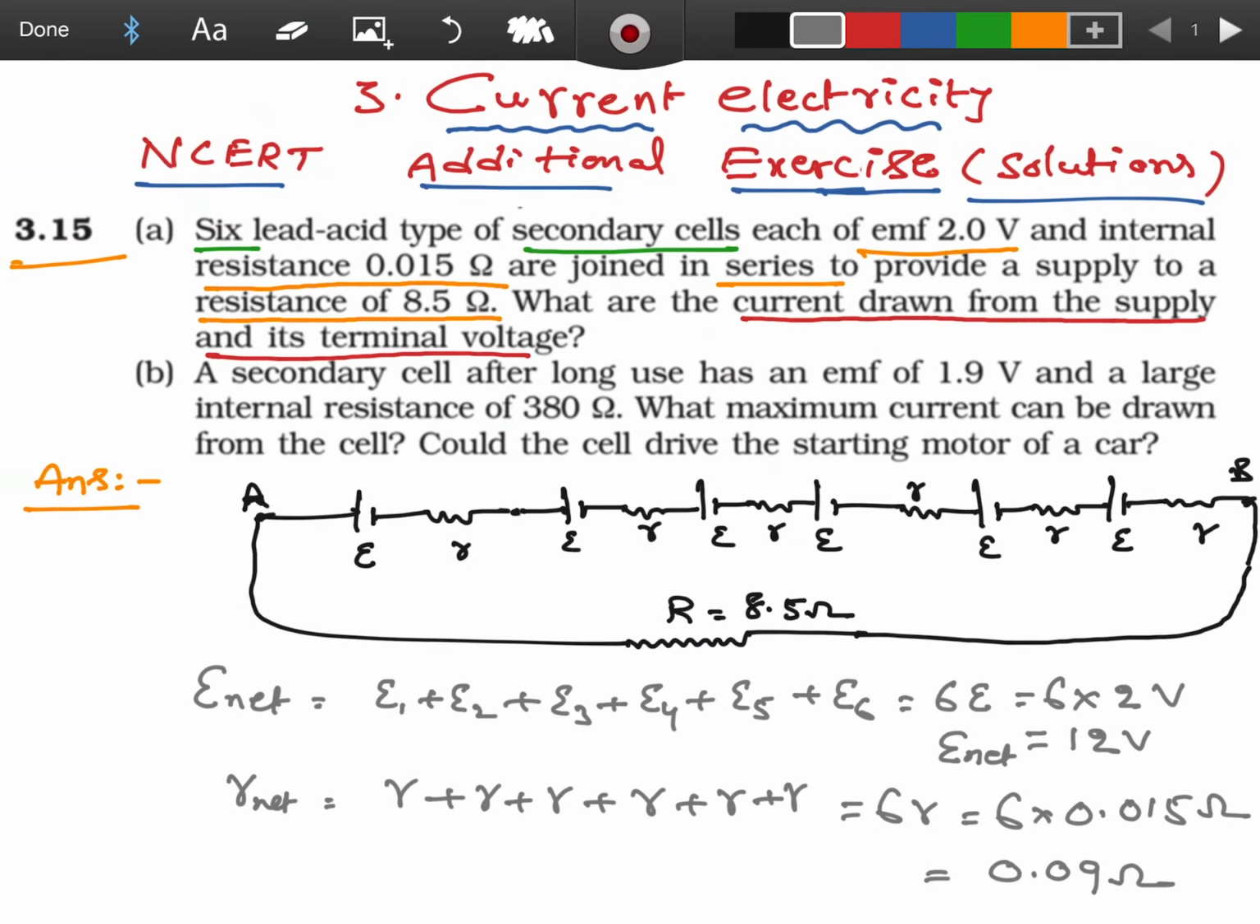Now the question is, what is the maximum current that can be drawn from this cell? A secondary cell after long use will become EMF 1.9 volt. Students, again you take the information from the second question. Question B: a secondary cell after long usage, the EMF, earlier 2, now becomes 1.9 volt, with a large internal resistance of 380 ohm. What is the maximum current that can be drawn from this cell? Whenever you are talking about the maximum current drawn from the cell, you forget about the external resistance.